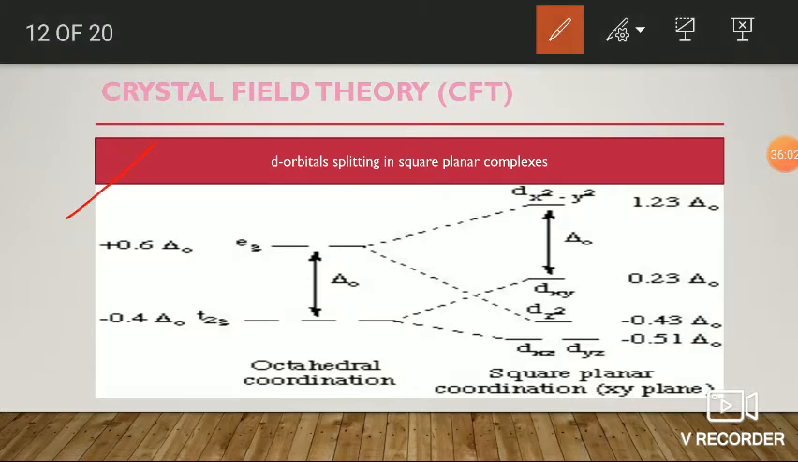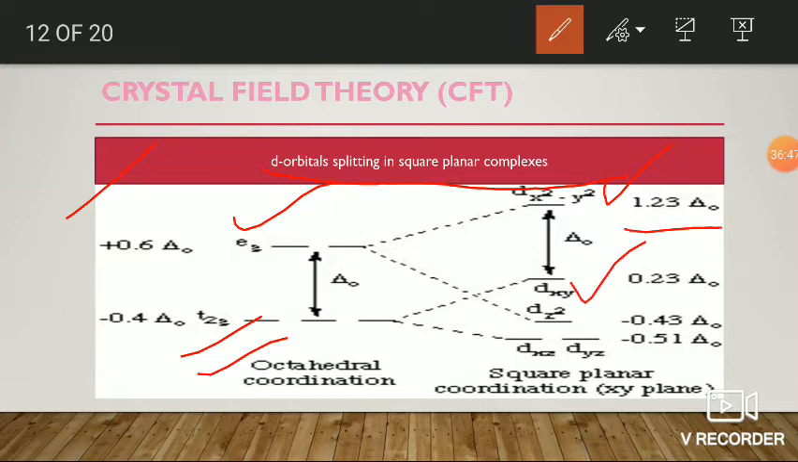Here the picture depicts the d orbital splitting in square planar complexes. Generally the degenerate d orbitals split into two energy sets in octahedral complexes, as we discussed in the previous slide: the higher energy eg set and the lower energy t2g set. In square planar complexes, the 5 d orbitals split further into various energy levels. As we discussed, the highest energy or most repulsed orbital is dx square minus y square due to direct interaction with the incoming ligands. The next one is dxy.